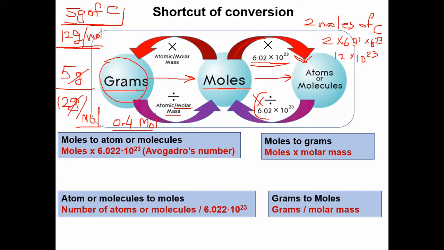The same thing is given like this: conversion of moles to atoms or molecules is moles times Avogadro's number, okay? Moles to grams, moles times molar mass. Atoms or molecules to moles, number of atoms or molecules divided by Avogadro's number. And grams to moles, grams divided by molar mass. Okay, so you can use this scheme to manipulate moles, grams, and number of atoms or molecules, and so on and so on.